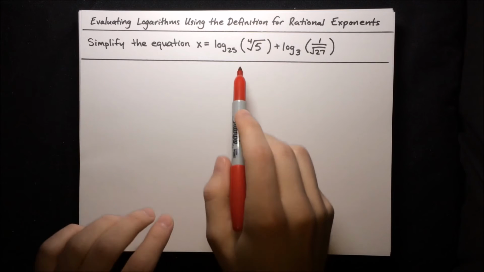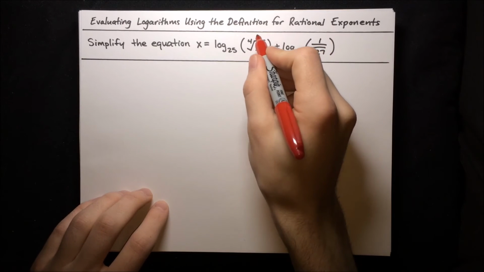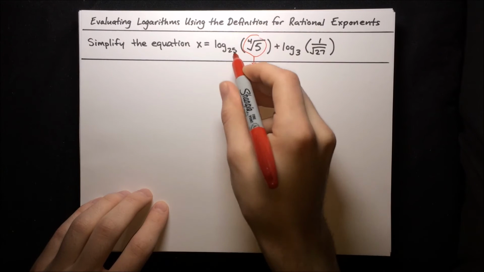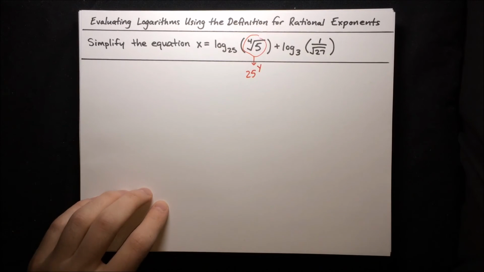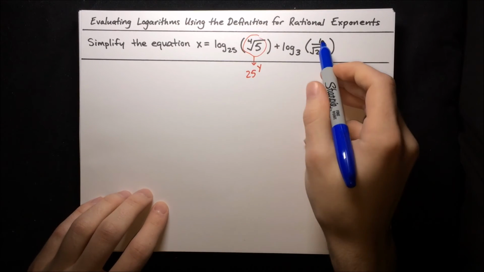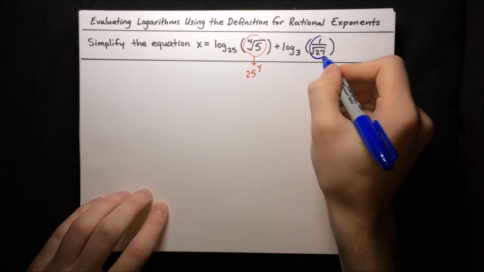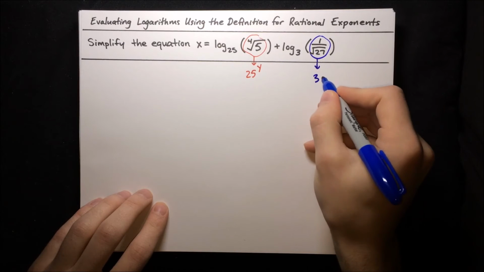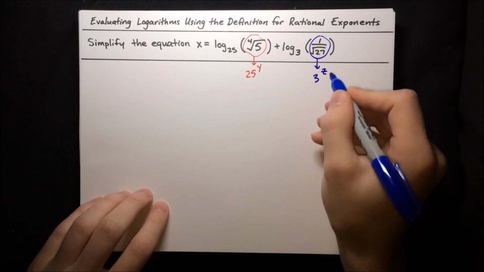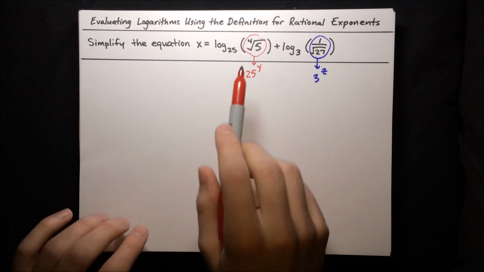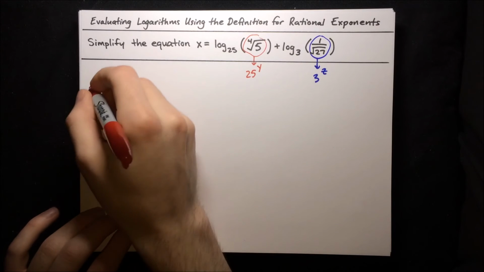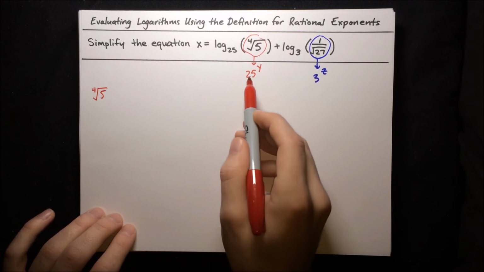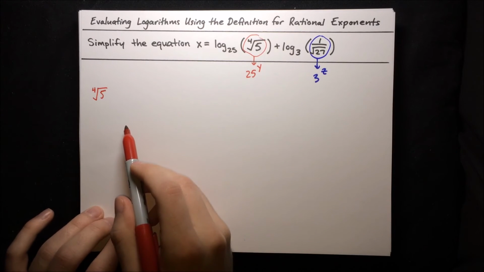That is, we want to be able to write this 4th root of 5 as 25, the base of the logarithm, raised to some power, say y. And likewise, we want to write this 1 over root 27 as the base of the logarithm raised to some power, so 3 to some power z. Okay, so why don't we start out with this 4th root of 5. Write that over here. 4th root of 5. How can we write that as 25 to some power y?